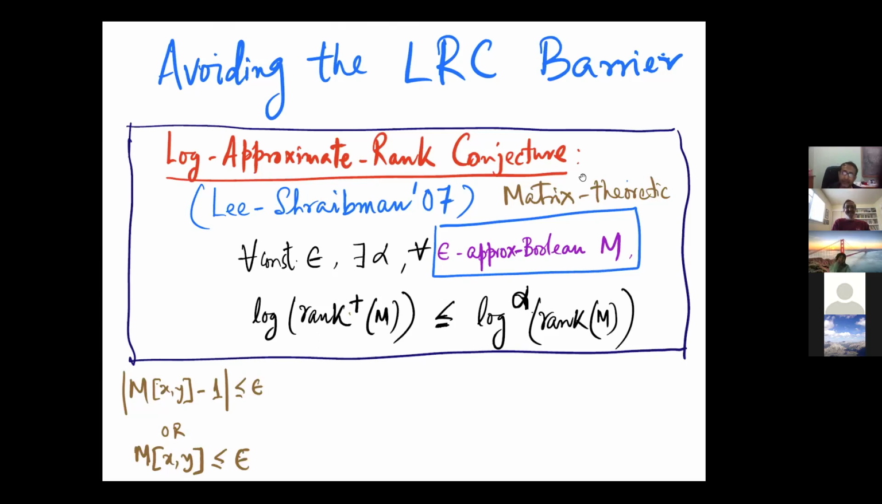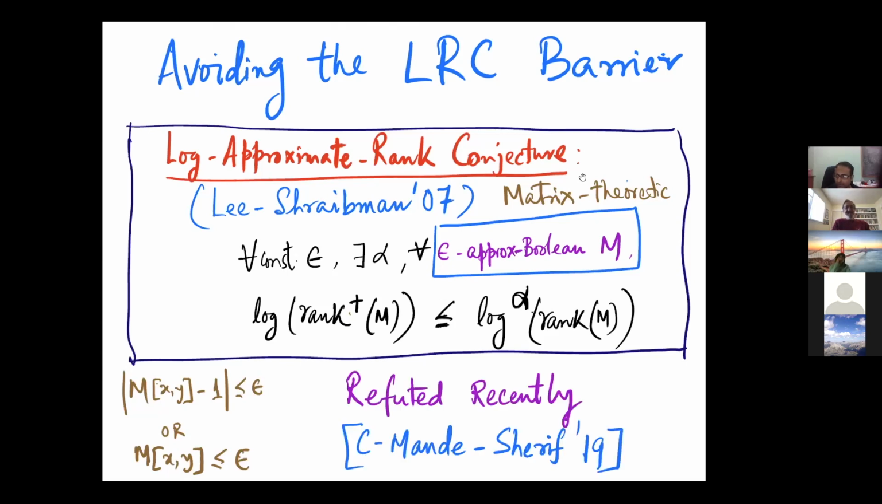Okay. But it's an interesting conjecture because if you want to prove the previous conjecture and you use techniques that do not use the Booleanness of M, so the techniques go through for a slight perturbation of M, then it would also prove the log approximate rank conjecture. So it's a much stronger conjecture, and therefore already the log rank conjecture seems too good to be true, and this seems even worse. And that is what turned out to be true. We were recently able to show, along with Nikhil Mande and Suhail Sharif, that this conjecture is actually false.